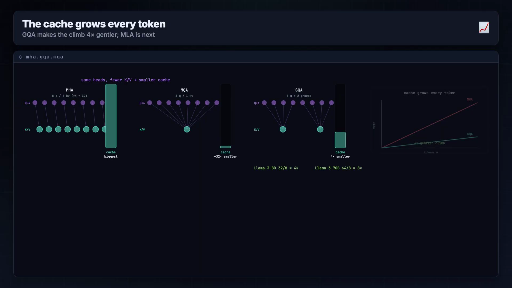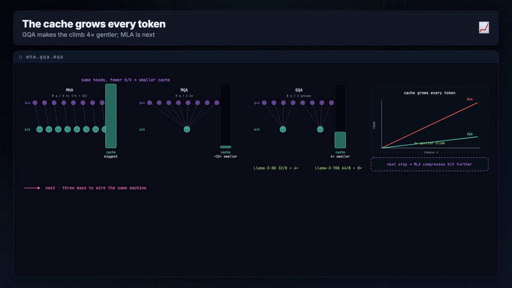Now watch the other axis, the cache growing as you generate. Each new token adds a column of keys and values. The VRAM bar climbs with every token. Switch from multi-head to grouped query, and that climb gets 4 times gentler.